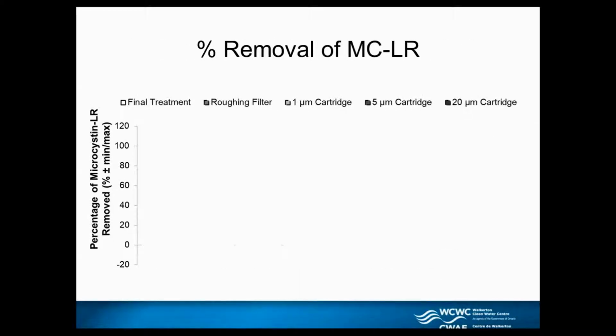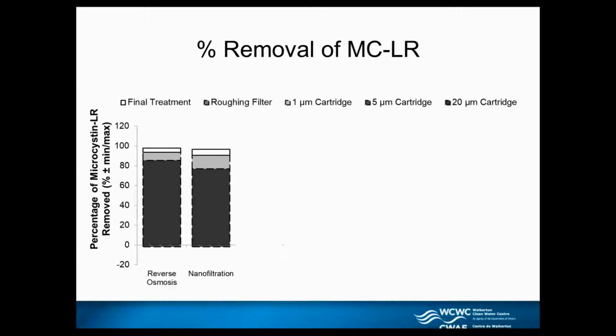So we'll go through the same for microcystin LR removal as well for those toxins. And we found that, again, most of the toxins were removed at the 20 micrometer cartridge filter. And this is probably due to the fact that they would have been cell bound at this point. So we were actually removing the cell bound form of the toxin. So any remaining toxins that were found leaving the pre-treatment stage were fully removed by reverse osmosis. And the same idea with nanofiltration, we found a similar trend.